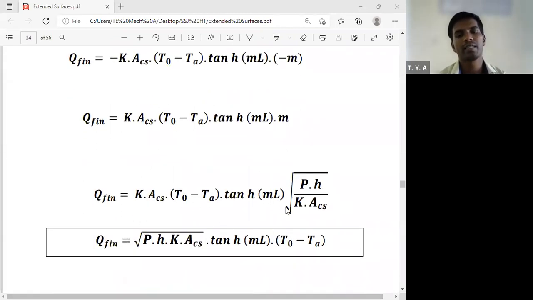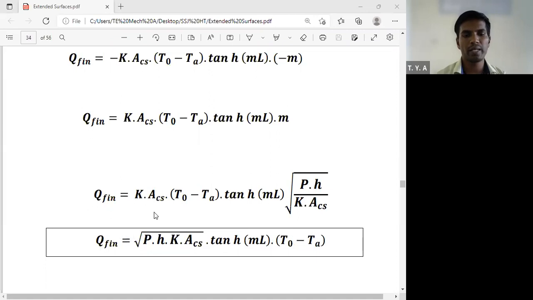Understand this: here it is k into cross section area under the square root, and here k into cross section area, so one square root will be cancelled, so we get the equation as square root of p into h into k into cross section area. Okay, remember here that (T0 minus Ta) is separate from this. While taking tan hyperbolic, you only have to take the product of these two and take its tan hyperbolic; otherwise, if you take the product of everything and then take tan hyperbolic, it will be wrong. Okay, so all of you remember this thing.